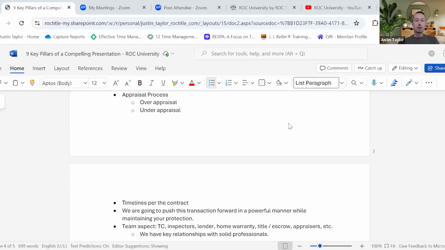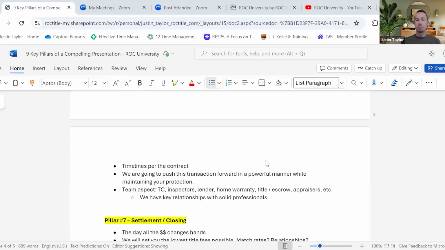Appraisers, we have key relationships with solid professionals. So I want you to know that my team is here to help you. And again, you can choose whoever you want to work with in these, but this is why we're working with them. Title and escrow. Maybe we can get a discount because you're a teacher or you're a first responder. Rock Title, we have those flyers, those discount flyers. Add those into your folders and consultations. I think we have a discount just about for everyone.